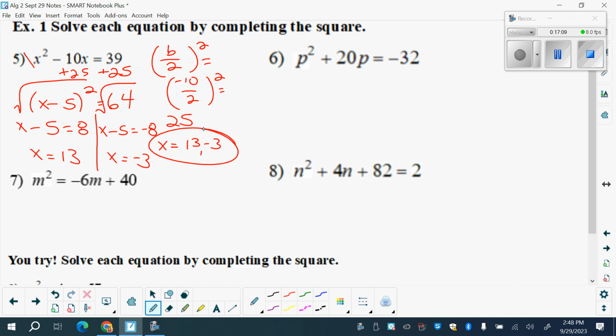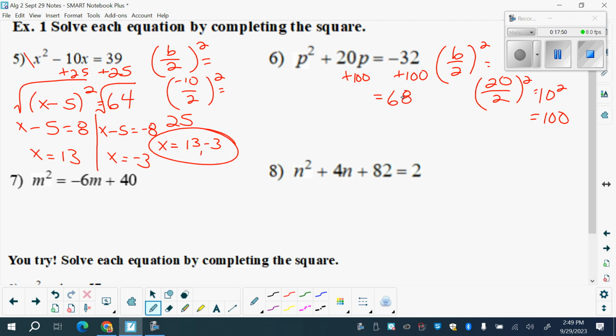Okay, let's do another one. Again, we're going to take our b, divide it by 2 and square it. What's b in this one? 20. So we're going to take 20 divided by 2 squared, which is 10 squared, which is 100. So we're going to add 100 to both sides here. What is -32 plus 100? 68. And then what does this side factor to?